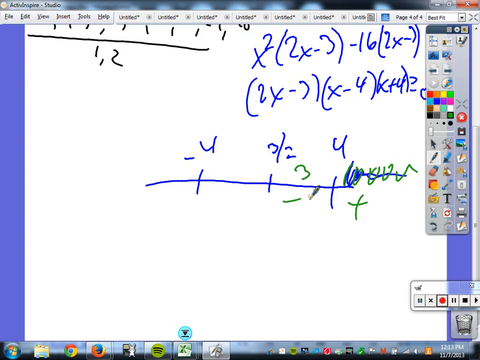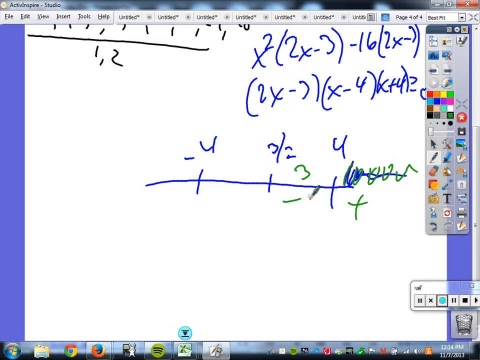Everybody understand what I'm doing there? Some people last class had no idea. So what I'm doing technically is taking a value in between here. For example, a million, right? I plug it in for x. That's why I pick a million, because it's really easy to tell. 2 times a million, 2 million, minus 3 is 1,999,997. A million minus 4 is 999,996. I times those two.